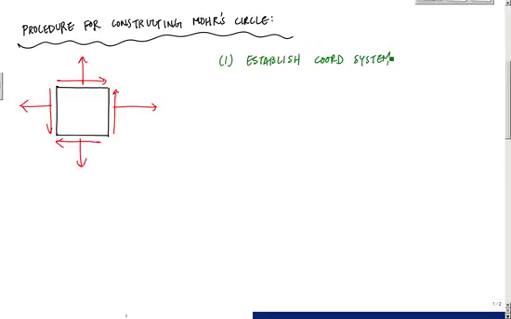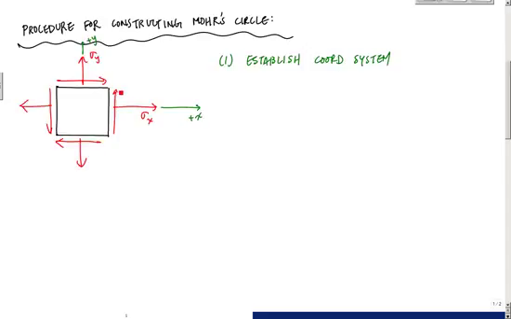Here we'll start off simple, and this is the way you should normally do it. I'll call this my plus x direction, this my plus y. Now I can assign labels to each of these. This normal stress component is a normal stress in the x direction, so I will call this sigma x. And this is my normal stress in the y direction.